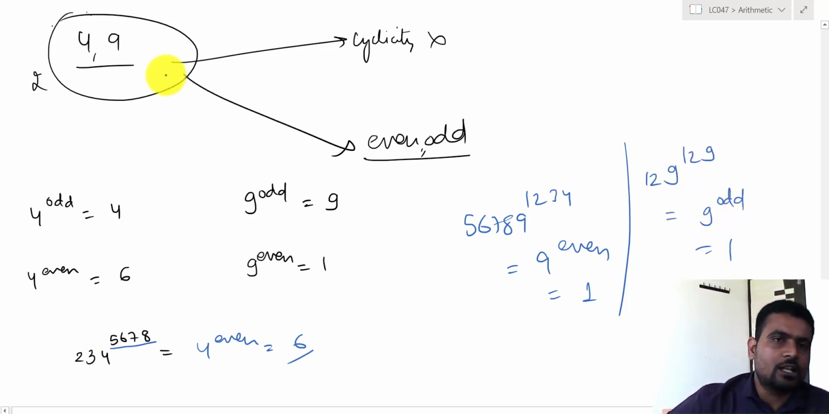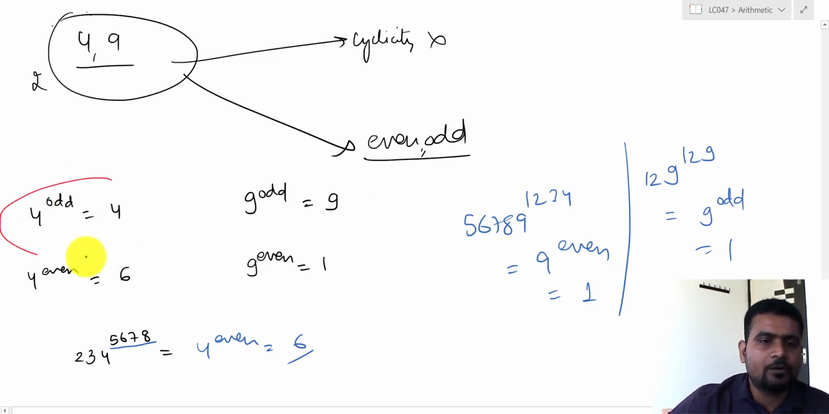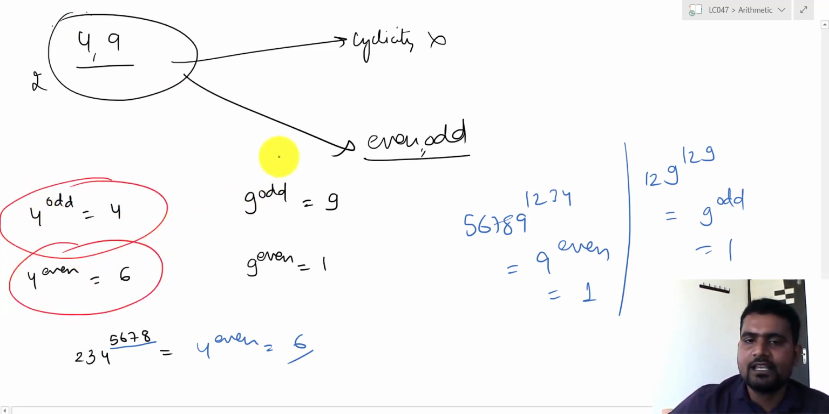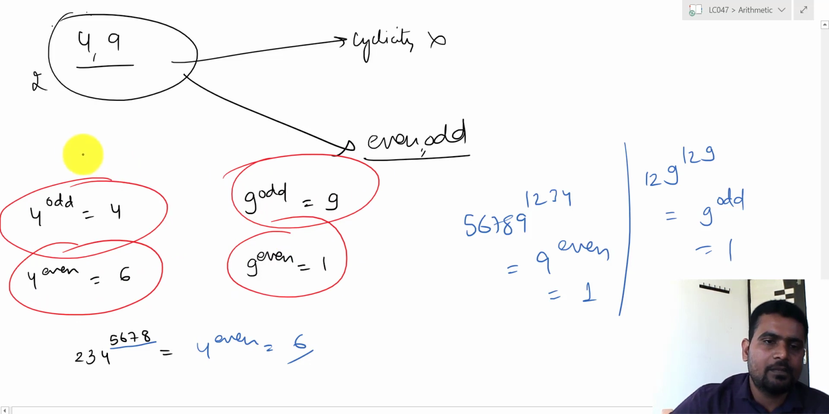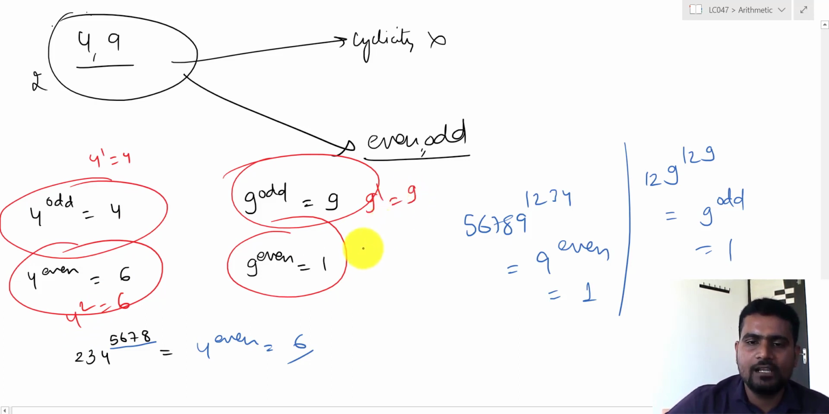Now another doubt you might have is how to remember that 4 raised to power odd is 4 and 4 raised to power even is 6, and the same for 9. You can simply remember: 4 raised to power 1 is 4 and 4 squared is 16, so 6. In the same way, 9 raised to power 1 is 9 and 9 squared is 81, that is 1. So like that you can remember.